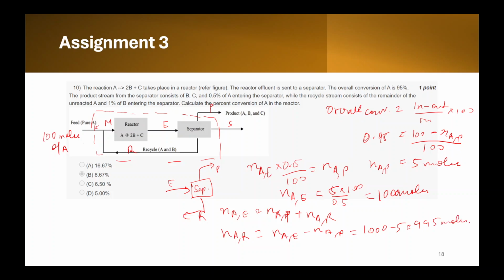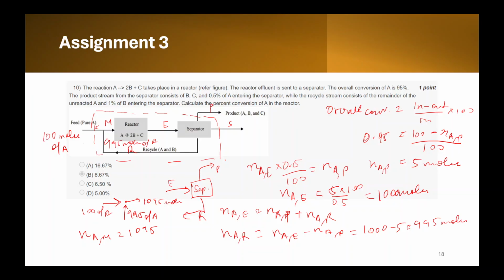Okay. So you see here that 995 moles of A are being added from this recycle stream. 100 moles of A are being added from this point. So at this mixing point, 995 of A, 100 of A. So this gives you 1095 moles. So basically your Na,M is 1095.